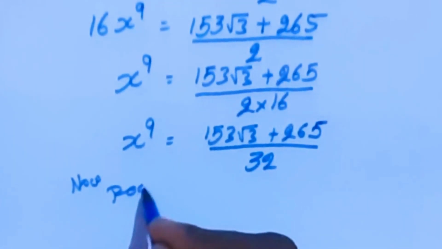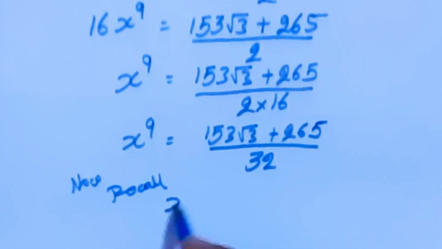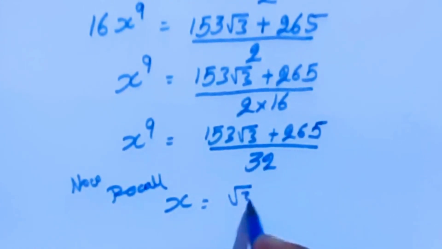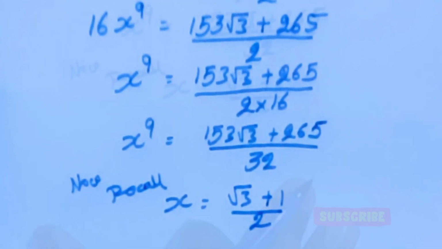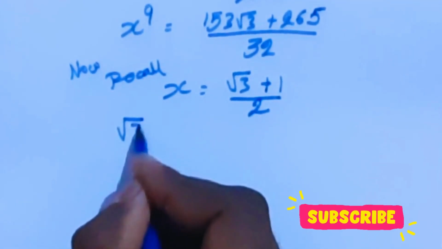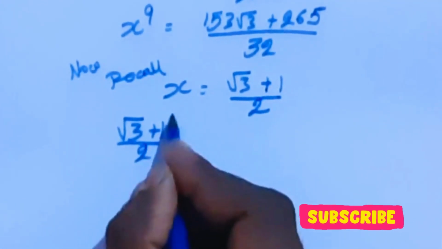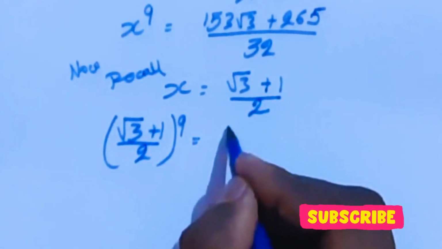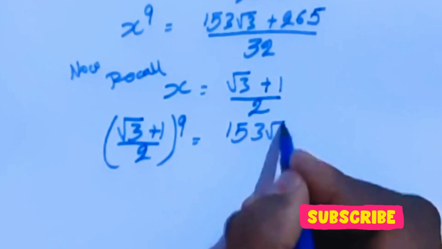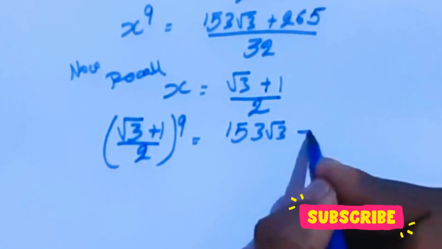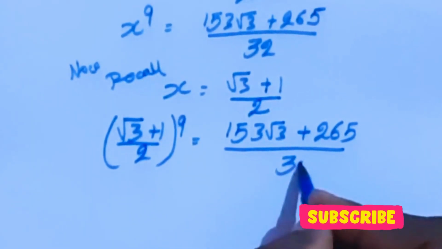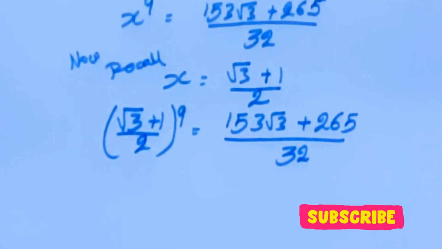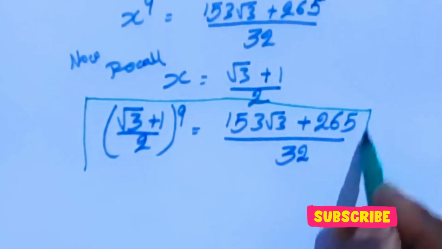Now recall x equal to square root of 3 plus 1 by 2. Now we are going to apply this here, so we'll get (square root of 3 plus 1 by 2) whole power 9 equal to 153 square root of 3 plus 265 by 32. This is the final answer for the given problem.